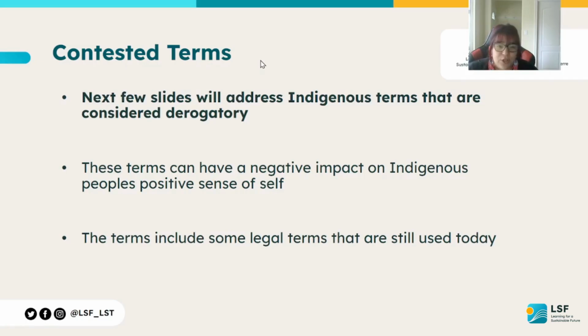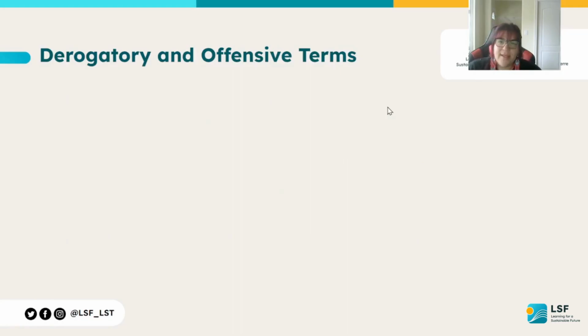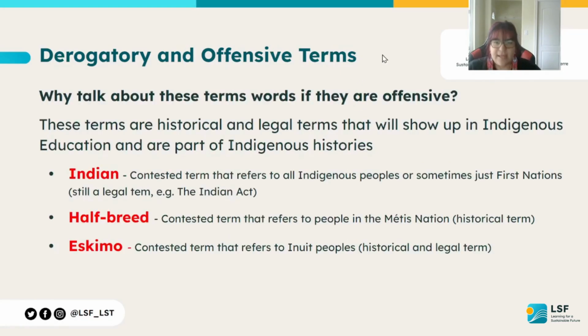And so I'm going to talk about some terms that are quite contested and can be considered derogatory. And these words can have a negative impact on Indigenous people's positive sense of self. And the reason to bring them up in the first place is because they are still legal terms that are used today. And we need to understand the context. And we need to teach our students why they are no longer used and the effect that these words can have on people. And so these are the terms that we're going to talk about. And like I mentioned, why even bring them up if they're derogatory and offensive terms? It's because they are part of Indigenous histories and they will come up in resources. And when we talk about Indigenous people and history, they will come up.